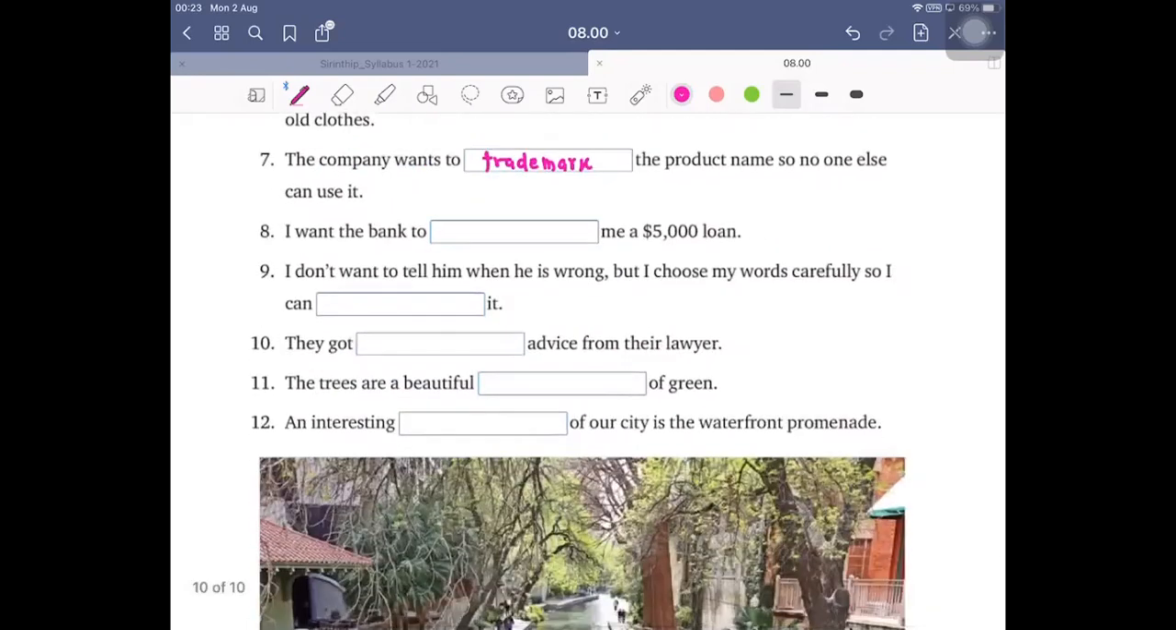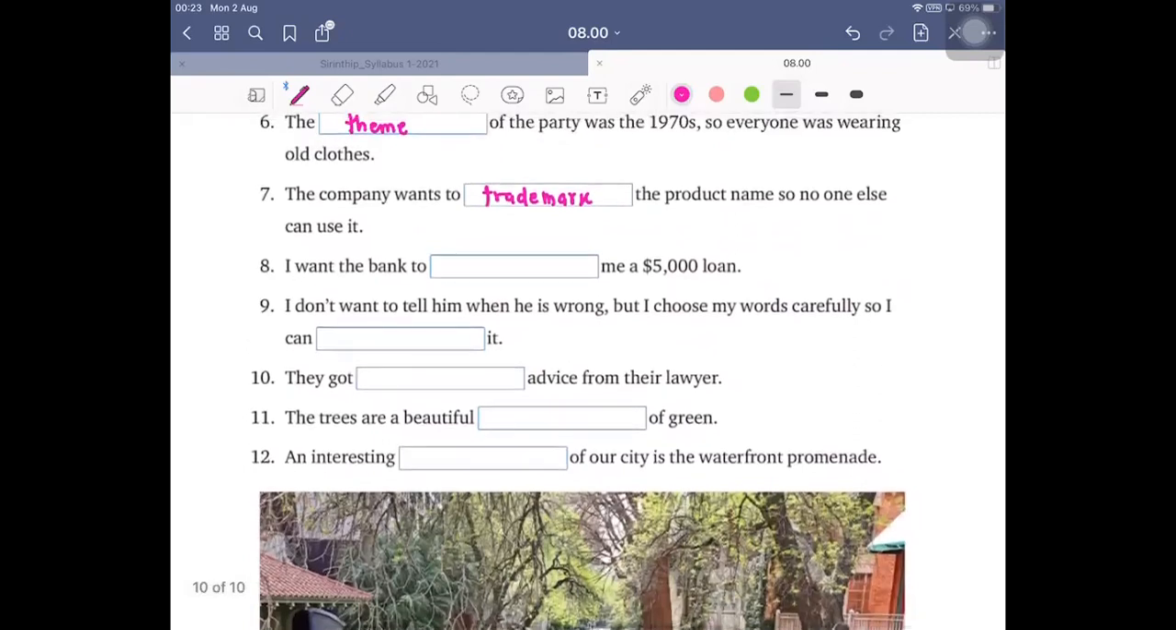Number 8, I want the bank to grant me a $5,000 loan. That's it, to give me. Same thing. Loan is when you take money from the bank and then you have to pay them back, and you have to pay interest as well.